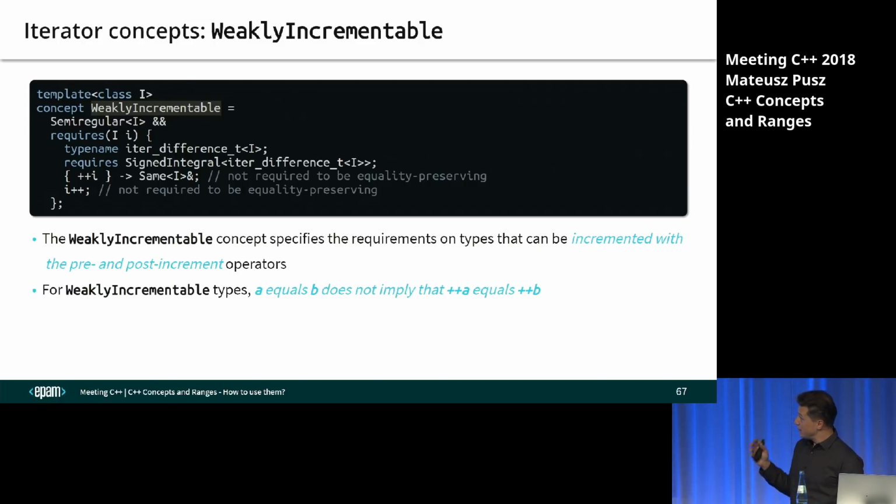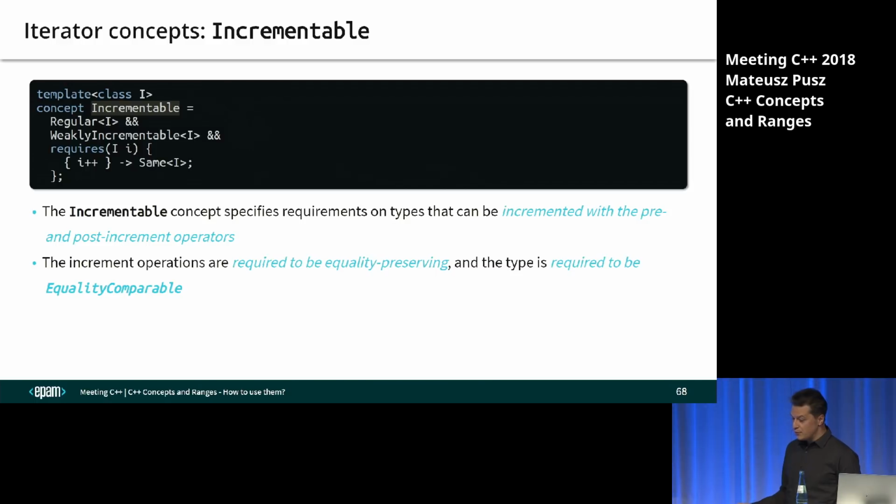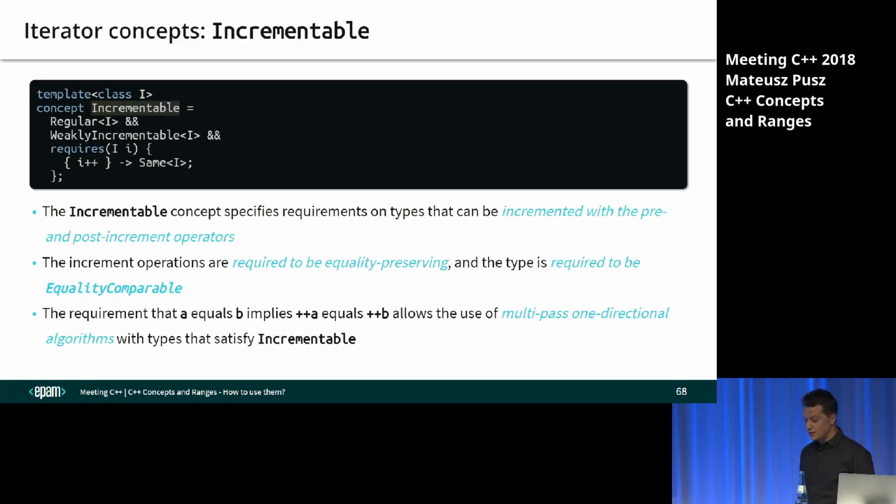Weakly incrementable types means that if you have A and B of the same value, that are equal, it doesn't mean that if you increment both of them, you will get the same thing. So this is true, for example, for input iterators. Algorithms on weakly incrementable types should be only single-pass algorithms. Incrementable, on the other hand, means that you have to provide here the regular type, and it's required to be equality preserving. So you can use it with multi-pass algorithms.